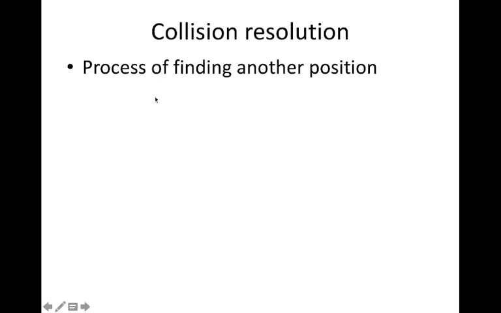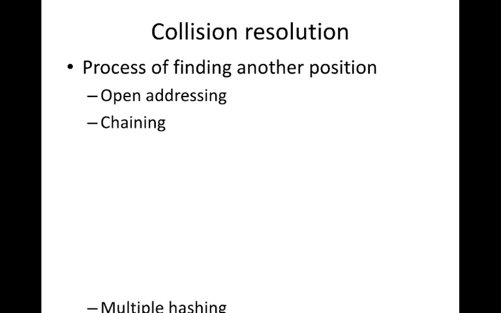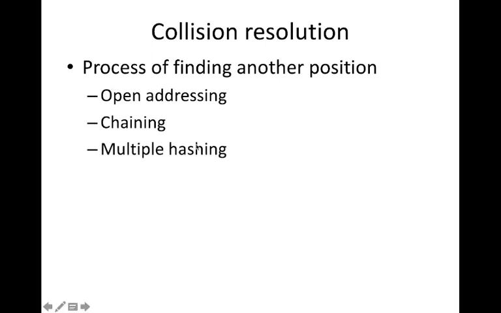It is the process of finding another position. If both are 172, then the second one should be positioned at some other location. How to do that? We have different methods. One is open addressing, the second is chaining, and the third is multiple hashing. These are the three methods for collision resolution. We will see each one separately.